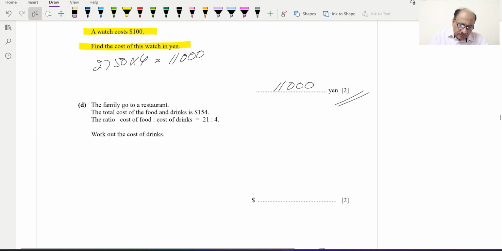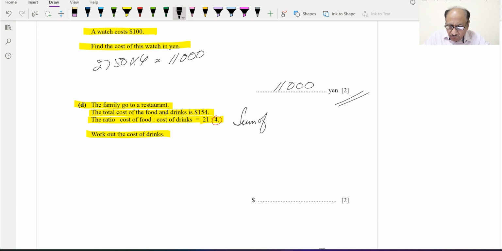Then for D part it says the family go to a restaurant. The total cost of the food and the drink is $154. The ratio of cost of food to cost of drinks is 21:4. Work out the cost of drinks. So drinks is 4 in the ratio.